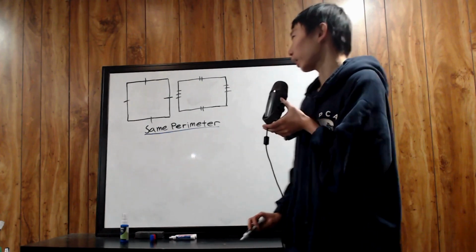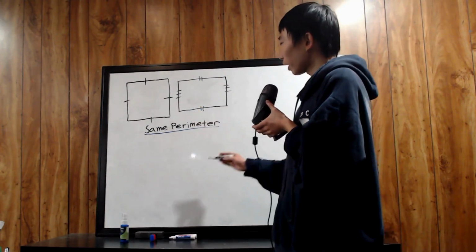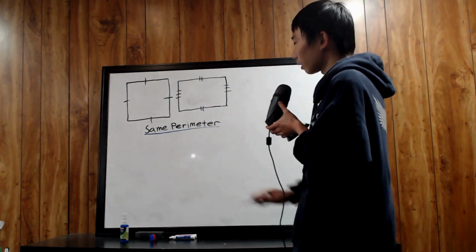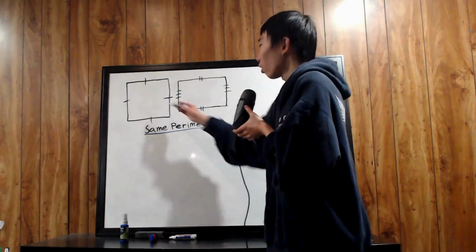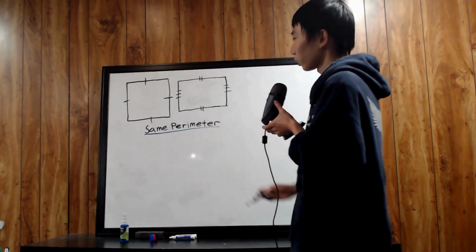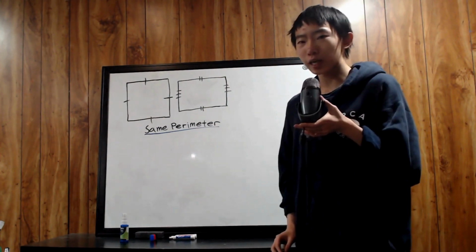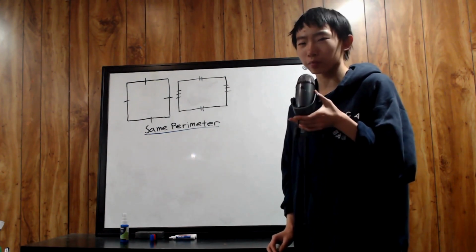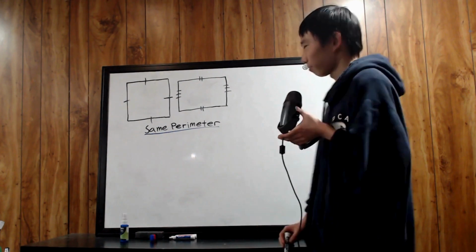I learned in grade 9 that if you have a square and any other type of rectangle with the same perimeter, then the square will always have a greater area than any other rectangle that you can make. Now, that's nice, but how can we prove that? In grade 9, I couldn't prove it. So let's prove it now.